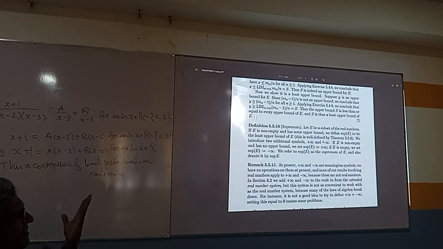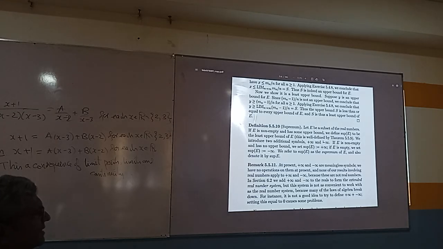The word infinity is just a symbol, by the way, here. We haven't discussed anything. And if it is empty, as you told me, sup E is minus infinity. And you gave me the reply. Thank you for that. Many people cannot give that answer. The reason: at present, plus infinity and minus infinity are meaningless symbols. He said that. That's very good because we don't know anything.